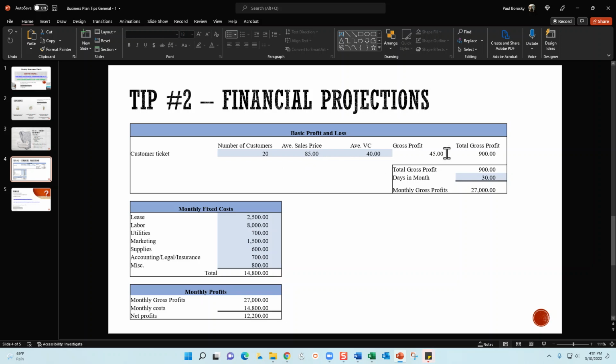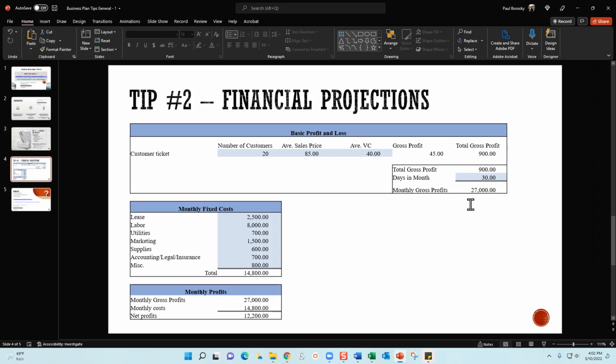Once that's done, the next thing we do is calculate the gross profits. To do that, we back out the variable cost of $40 from the sales price of $85. That gives us a gross profit of $45. We will then take that $45 gross profit, multiply it by our customers, and that's going to give us total gross profits of $900. If our organization is going to be open 30 days, we're going to multiply that 900 by 30, and then boom, that's going to give us monthly gross profits of $27,000.